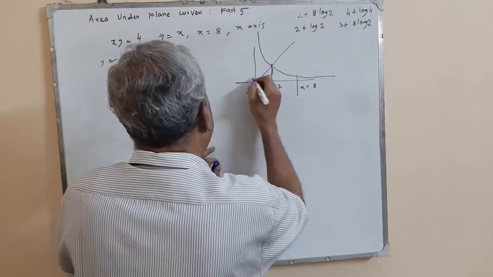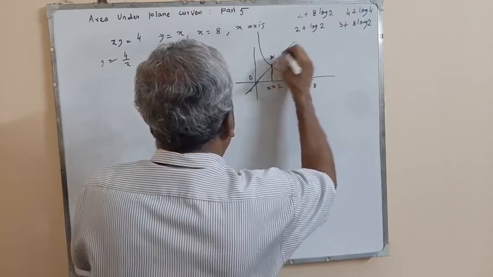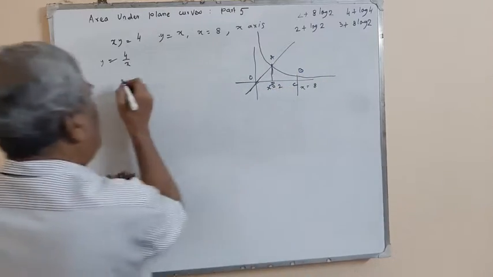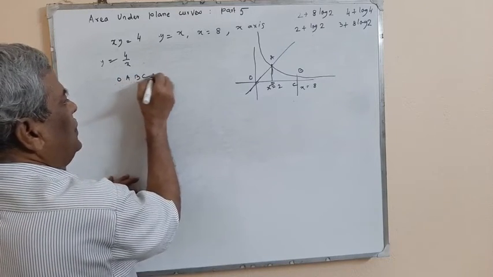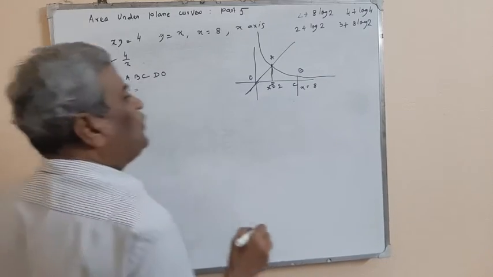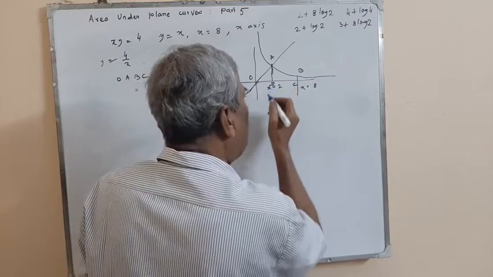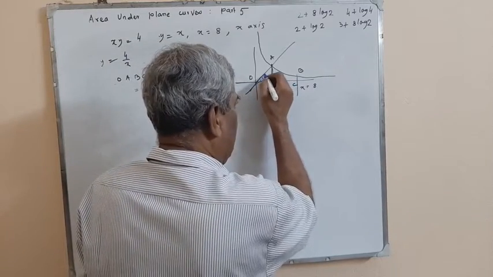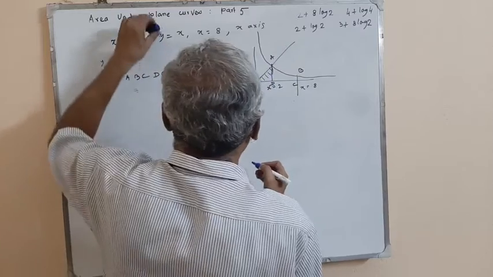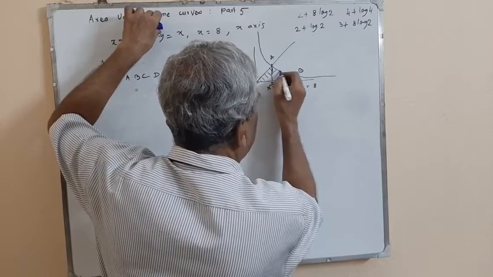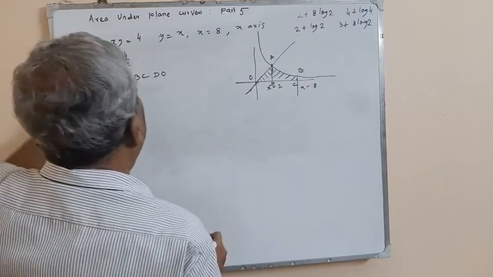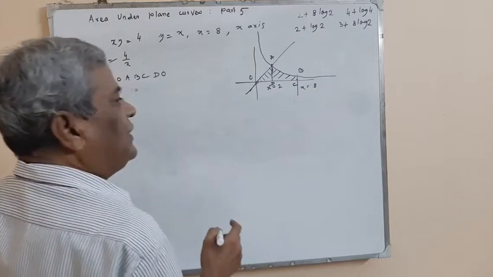So actually we have to find the area OABCDO. OABCDO is the region. We have to divide it into two parts, because for one part, this area, it is of the type y dx, and that y must be taken from the straight line. The other one is again y dx, and that y should be taken from the curve. So that's why we have to divide into two parts.